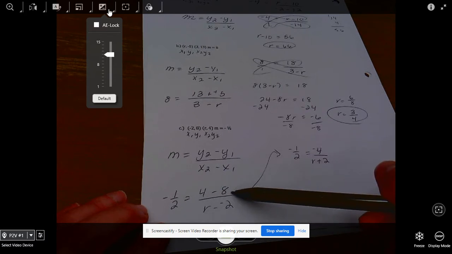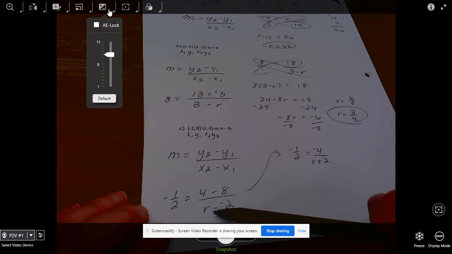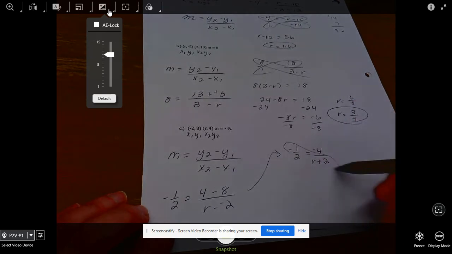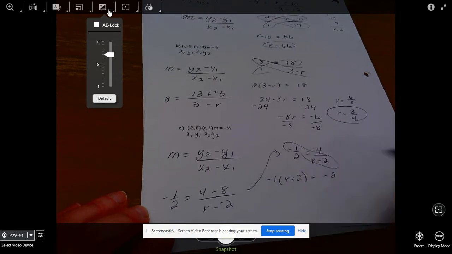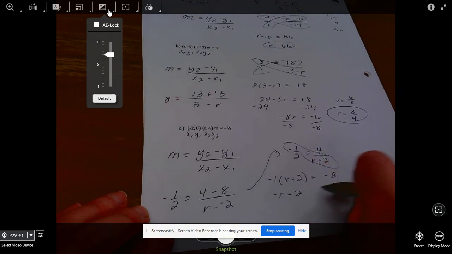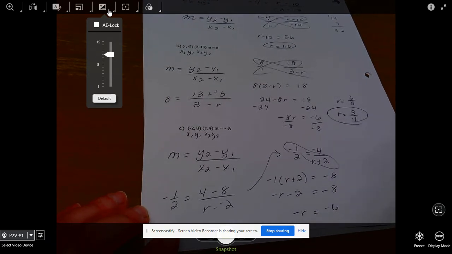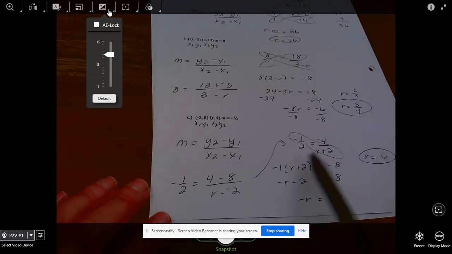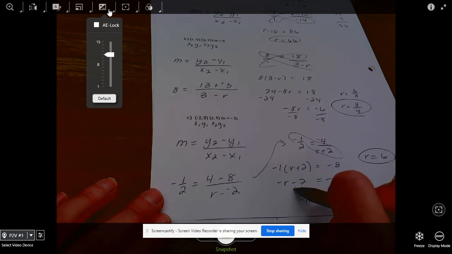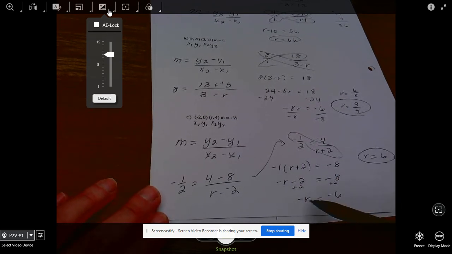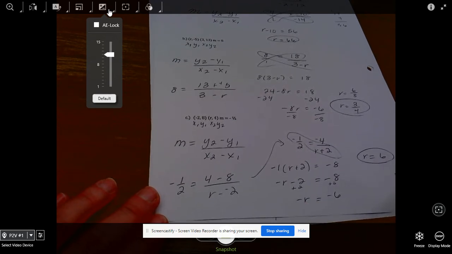So 4 minus 8 is -4. R minus minus 2 is +2. We cross multiply. We're getting a -1 times r plus 2 equals -8. There's just a lot of negatives going on. But it's actually, I think, the easiest problem we've had so far. So we multiply by negative, we have to make sure we distribute it to both pieces. We get -8, add 2, divide by -1, or multiply by -1, and r is 6.